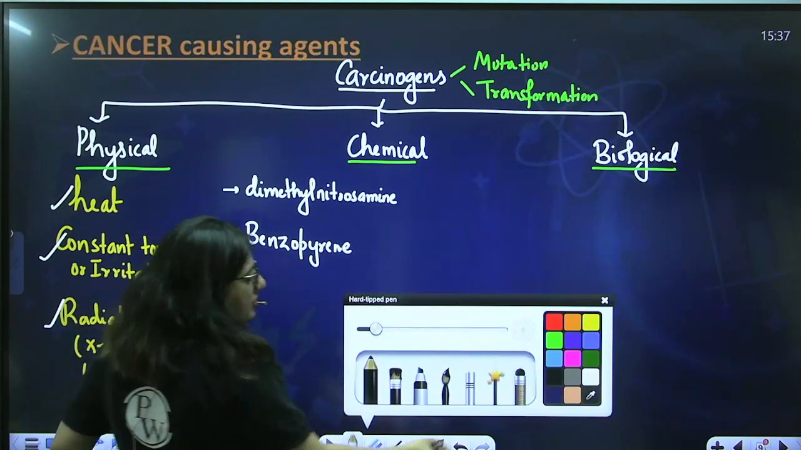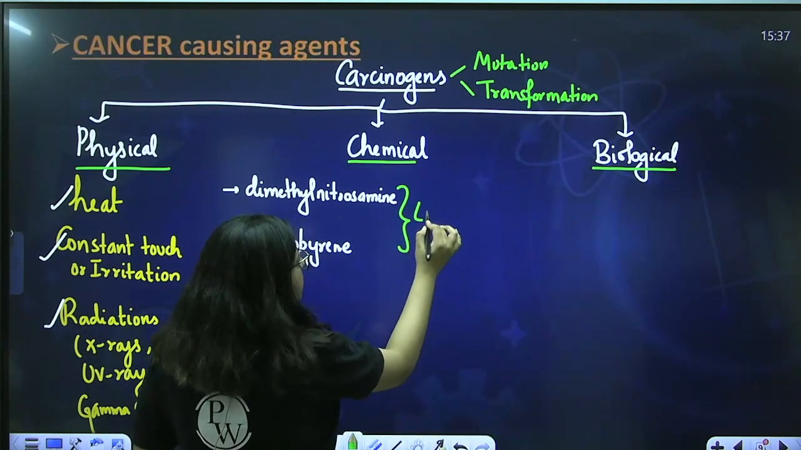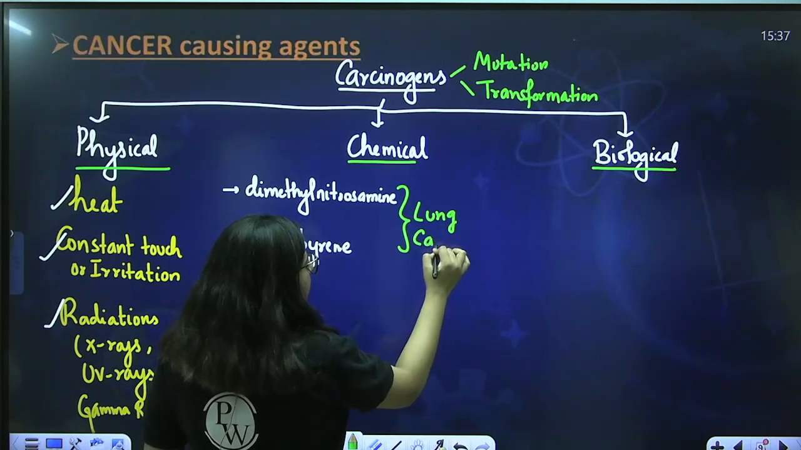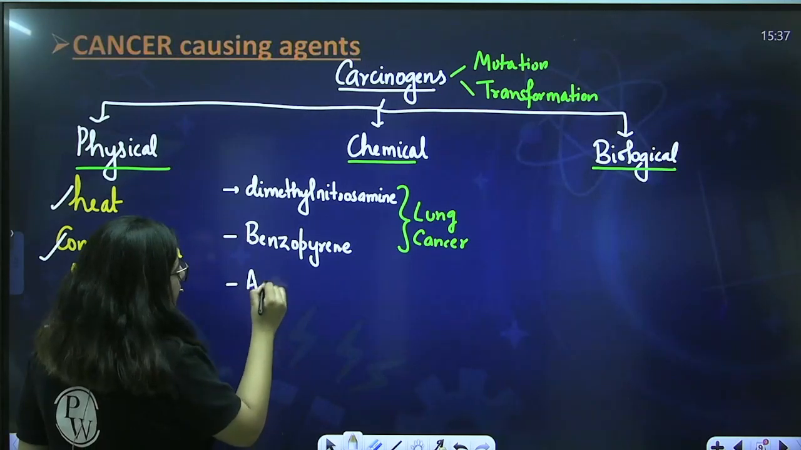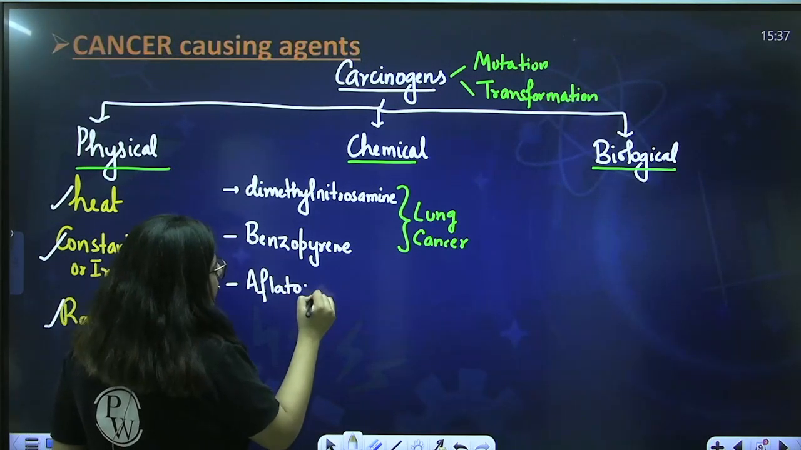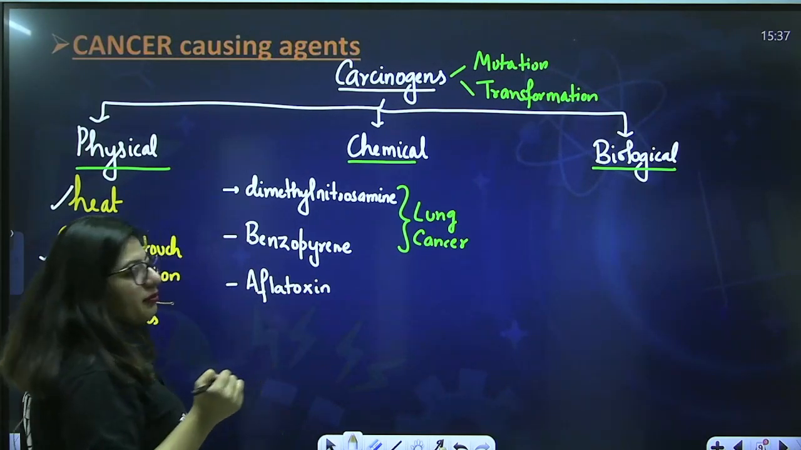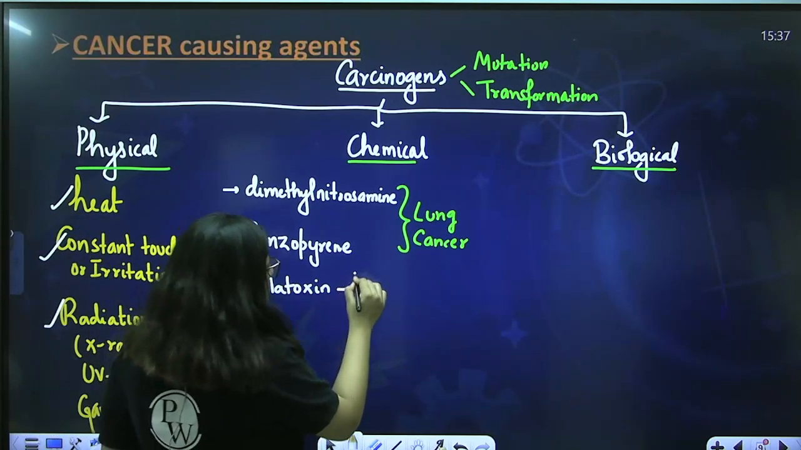These are usually present in cigarette smoke and they cause lung cancer. Next we have aflatoxin. Aflatoxin is secreted by some fungus, and that causes liver cancer.